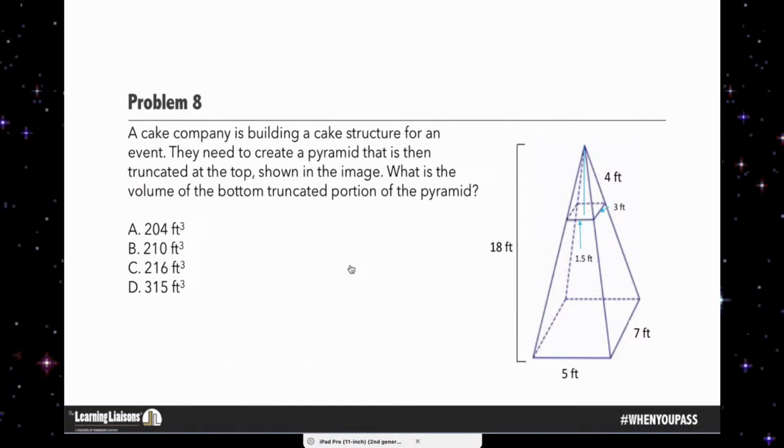A cake company is building a cake structure for an event. They need to create a pyramid that is then truncated at the top, shown in the image. What is the volume of the bottom truncated portion of the pyramid?